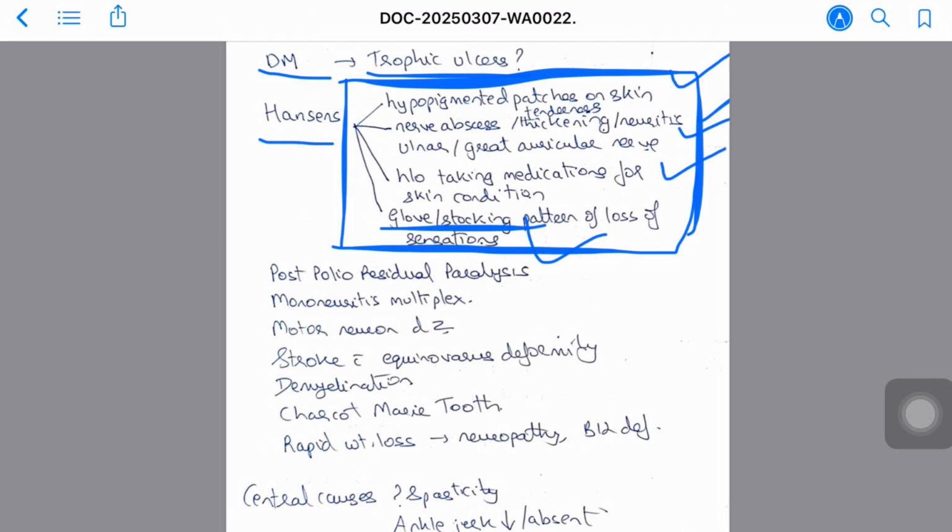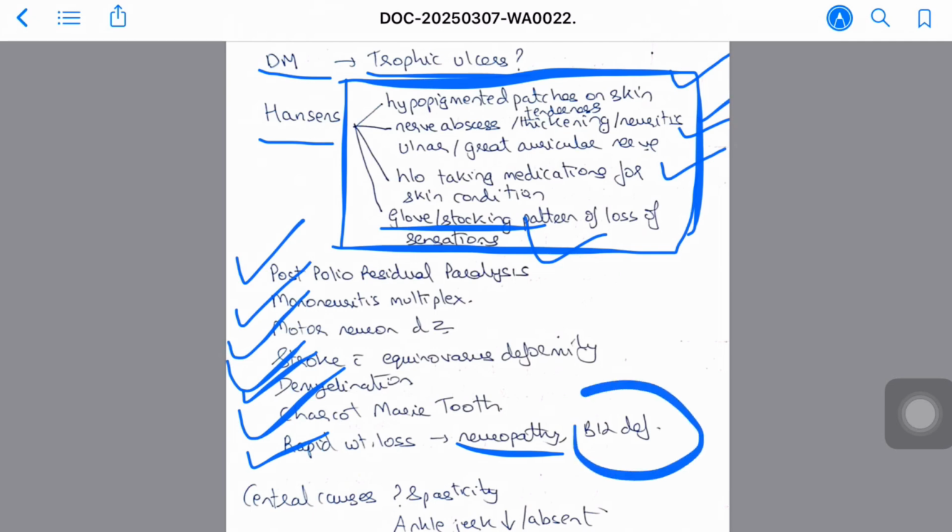causing foot drop. Other common systemic causes are post-polio residual paralysis, mononeuritis multiplex, motor neuron disease, stroke with equinovarus deformity, demyelination, Charcot-Marie-Tooth, and rapid weight loss causing neuropathy, or vitamin B12 deficiency also causing foot drop. So if you are suspecting a central cause of foot drop, what do you look for? You look for spasticity. Additionally, the characteristic feature is ankle jerk might be diminished or absent.